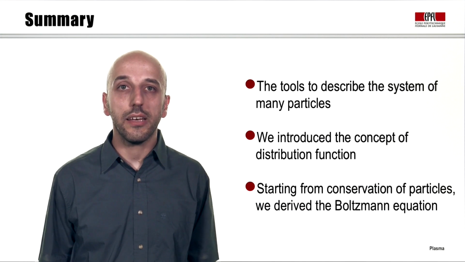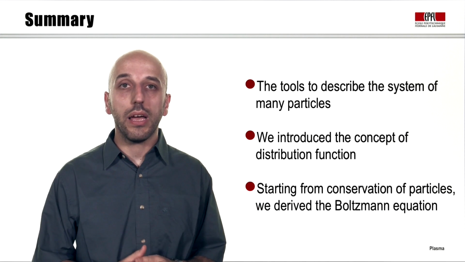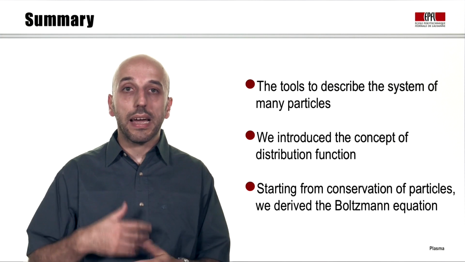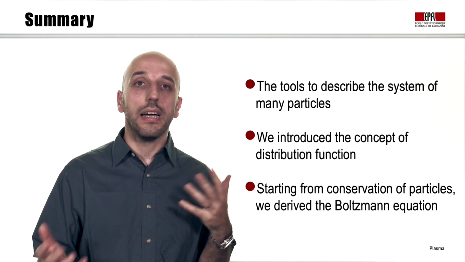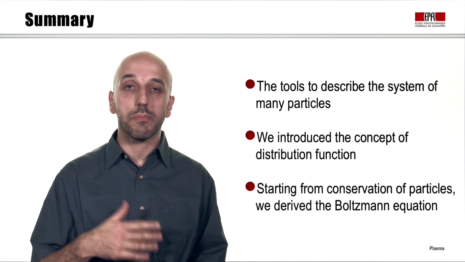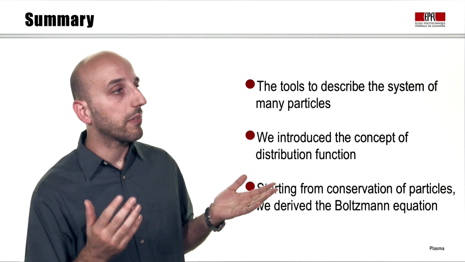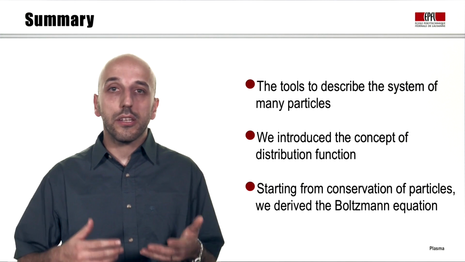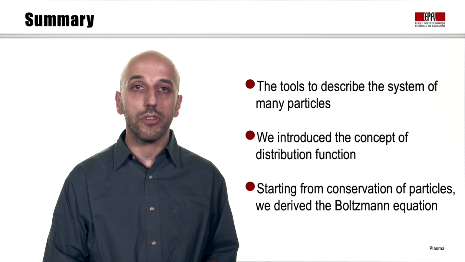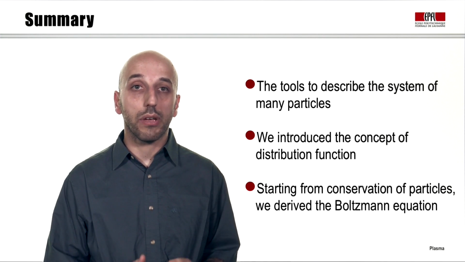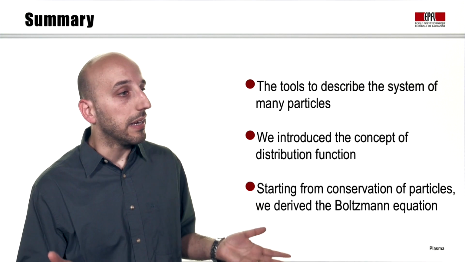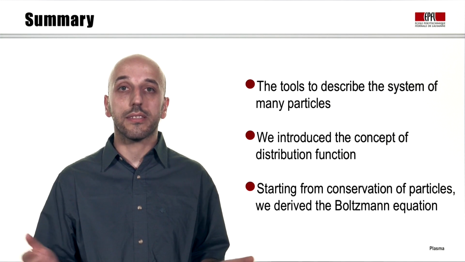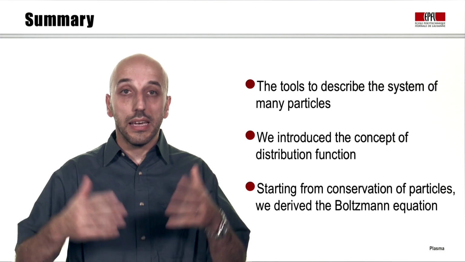So here we got to the end of today's lecture. What have we done? Well, we have approached the self-consistent description of a plasma by taking into account that particles move under the electric and magnetic field that they have themselves generated. And therefore what we have done was to introduce the tools to describe the system of many particles. We have introduced the concept of distribution function, and then we have derived, by starting from the conservation of particles, an equation, the Boltzmann equation, which states how this distribution function evolves in time in the phase space.